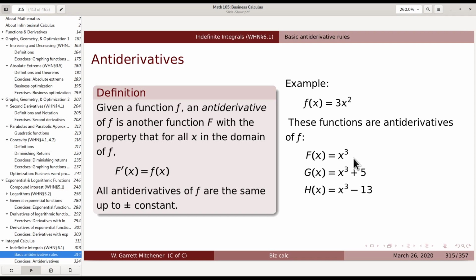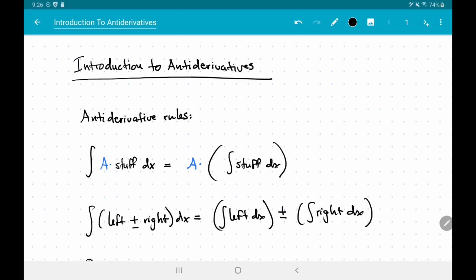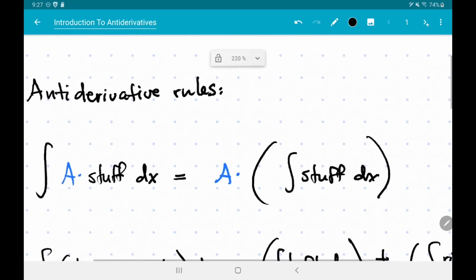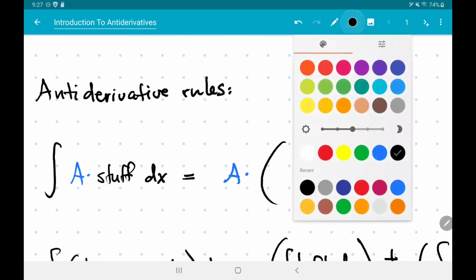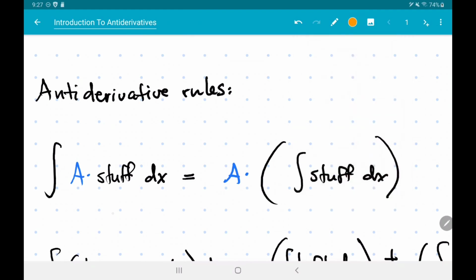We can write down some slightly more systematic rules. So let me show you what these are. So first rule is, suppose you have multiplication by a constant and you need the antiderivative of that. Well, it's just like the derivative of multiplication by a constant. You keep multiplication by the constant and then just continue with the antiderivative of the rest of the stuff.